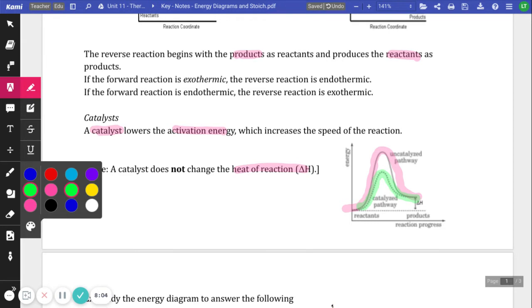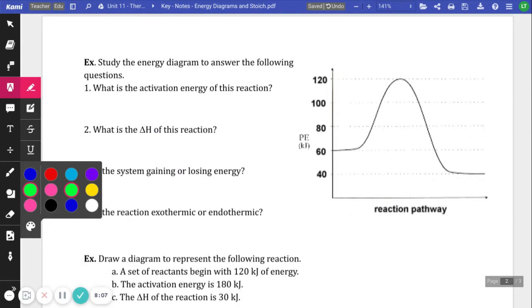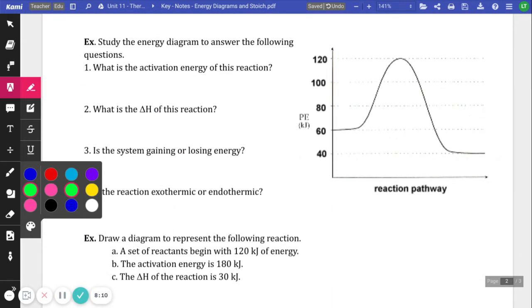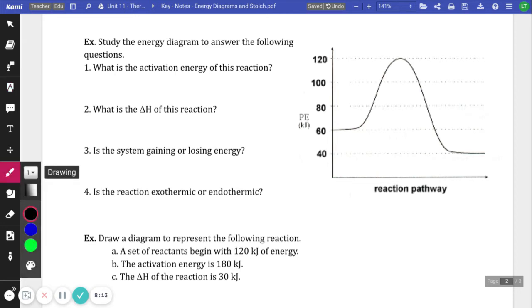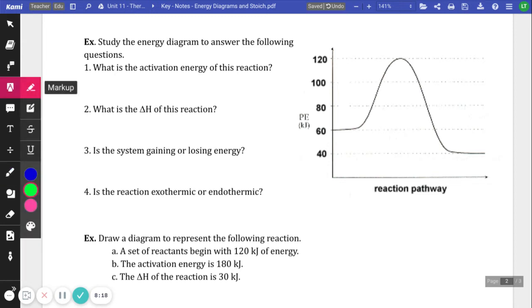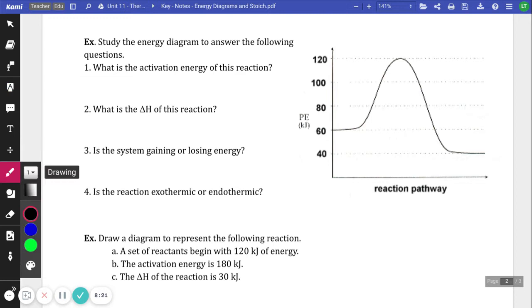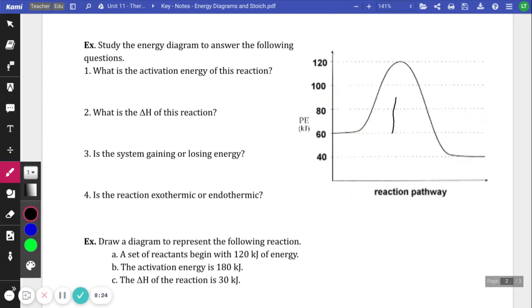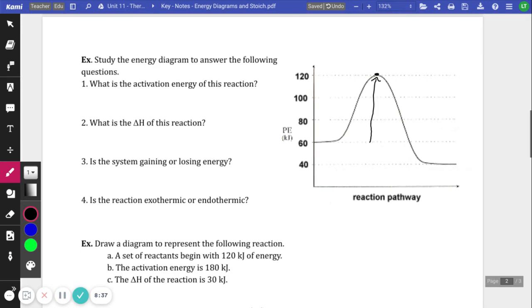All right, let's do some practice over this. We're going to start by answering these first ones. The first one says, what is the activation energy of this reaction? Our activation energy is basically from the energy of our reactants to that topmost point. Our reactants are at 60, and our topmost point is at 120. So the difference between 60 and 120 tells us our activation energy is 60 kilojoules, because I had to go up 60 kilojoules to get to that top point.